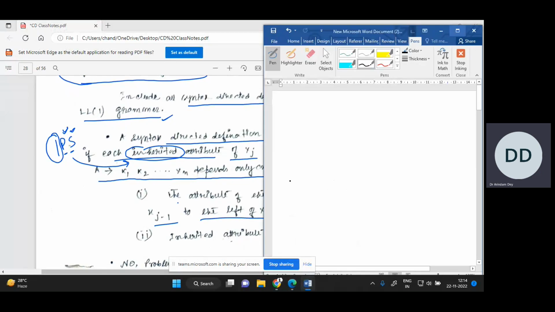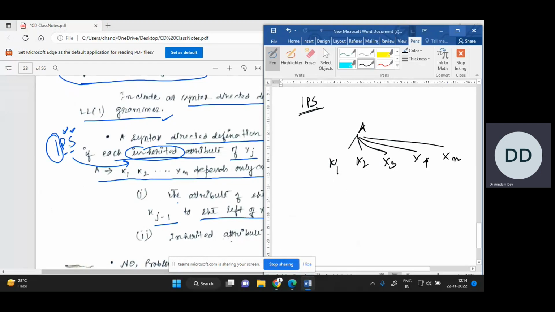What does it mean? Let's say I have a production where A is generating X1, X2, X3, X4 and Xn, right? As per the inherited attribute criteria, it will be checking the values from the parent, this is the parent A, or from siblings. Let's say I have a target node X3 and I am calculating the value for X3. As per the inherited attribute criteria, the values will be coming from the siblings, or may come from the parent, right?